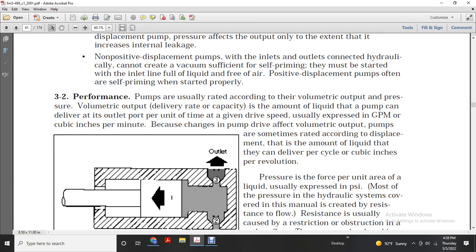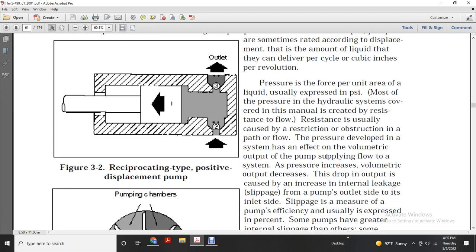Performance. Pumps are usually rated according to their volumetric output and the pressure. The volumetric output, or delivery rate, is the capacity, the amount of liquid the pump can deliver at the outlet port per unit time at a given drive speed, usually in gallons per minute or cubic inches per minute. Because changes in pump drive speed change the volumetric output, pumps are sometimes rated according to displacement, the amount of liquid the pump can deliver per cycle, in cubic inches per revolution.